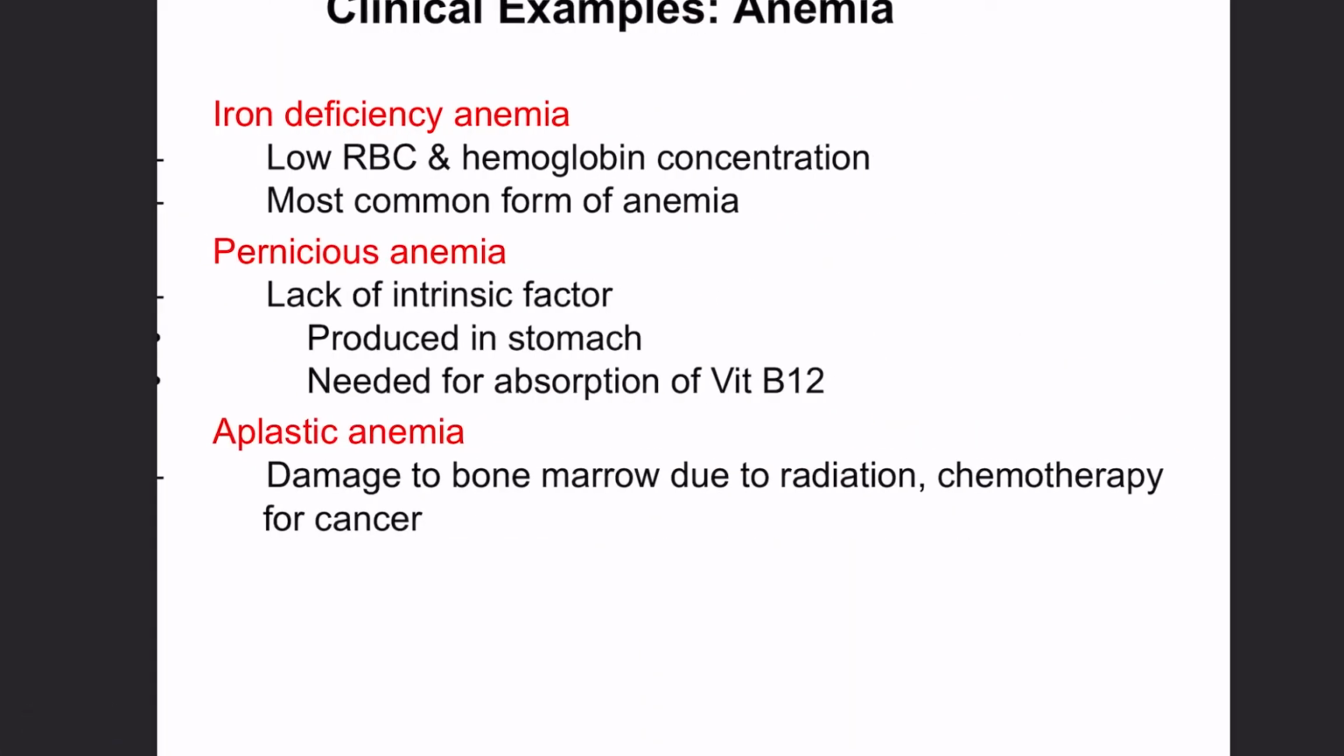So some clinical examples of this, you've probably heard of anemia. Individuals who are iron deficient have a type of anemia where they have a low red blood cell count because their hemoglobin concentration is low. This is a very common form of anemia. It impacts females way more than it impacts males.